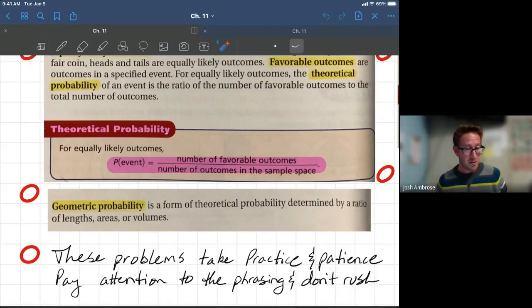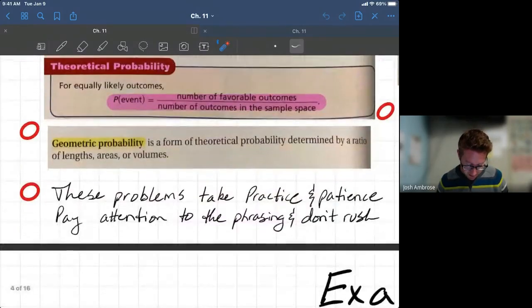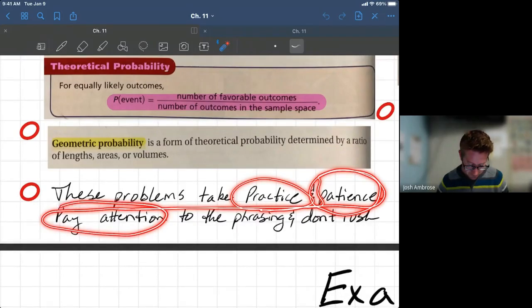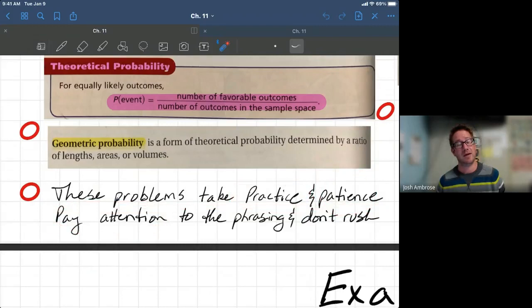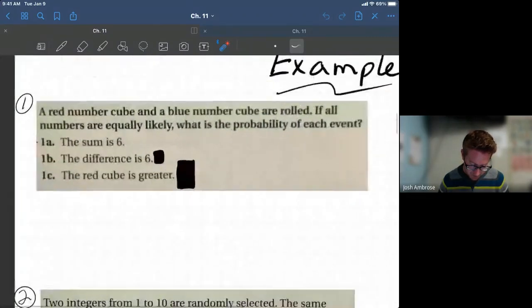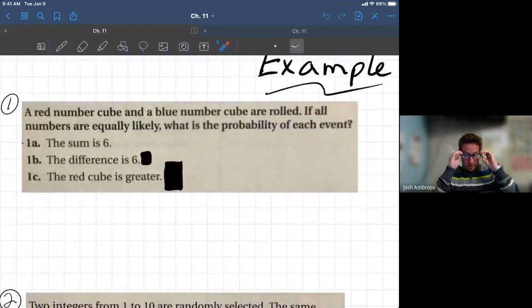Okay. So again, I said it already once, these problems take patience, they take practice, and you have to pay attention. All right, let's do some example problems. Let's get into it here. Okay, so we're going to start with 3 miniature example problems.